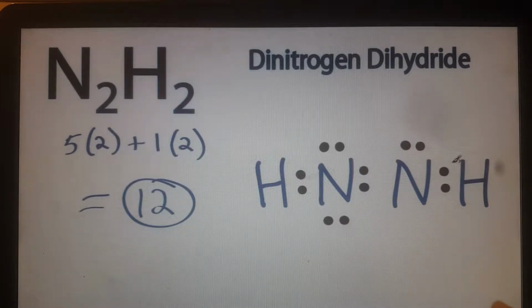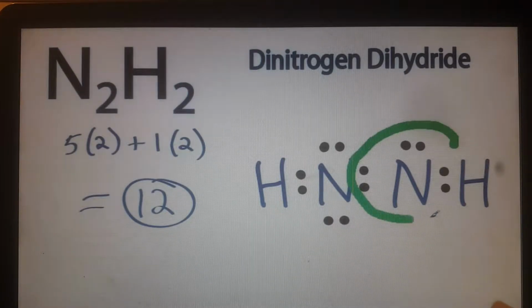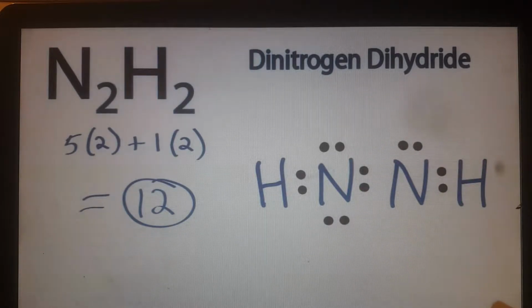So we've used all 12 valence electrons. At this point, this nitrogen has an octet, but this nitrogen right here only has 6 valence electrons, so it needs 2 more. What we can do is take these 2 valence electrons here and move them to the center to form a double bond.